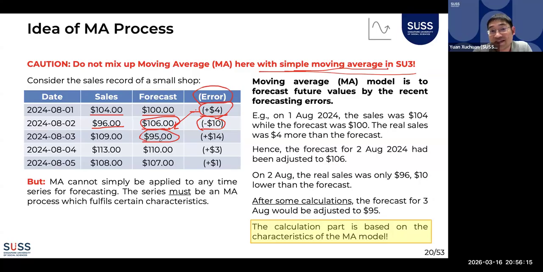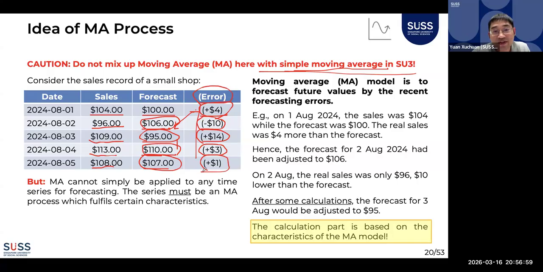For example, 95. However, maybe the actual sales is 109, so you have 14 positive. The error is positive 14. So naturally, you will increase your forecast in the first period. Suppose it is 110. Then you realize the actual sale is 113, and then you have 3. You can see positive error still, and maybe due to the mechanism of the moving average model, your forecast is 107 in period 5, and your actual sale is 108, and your error is 1.